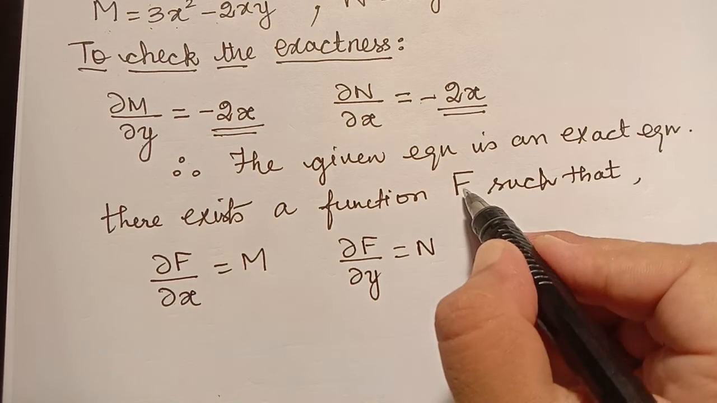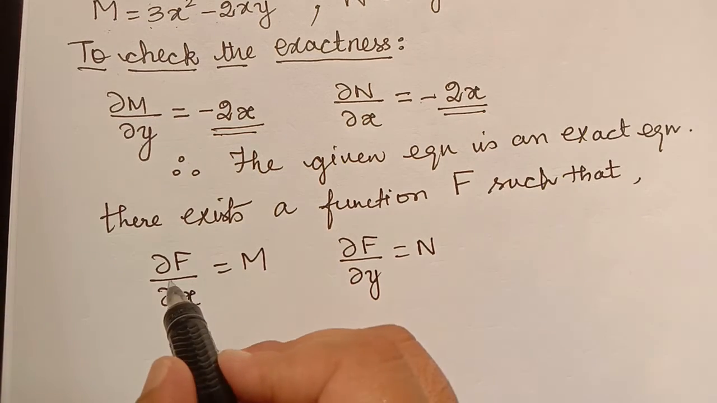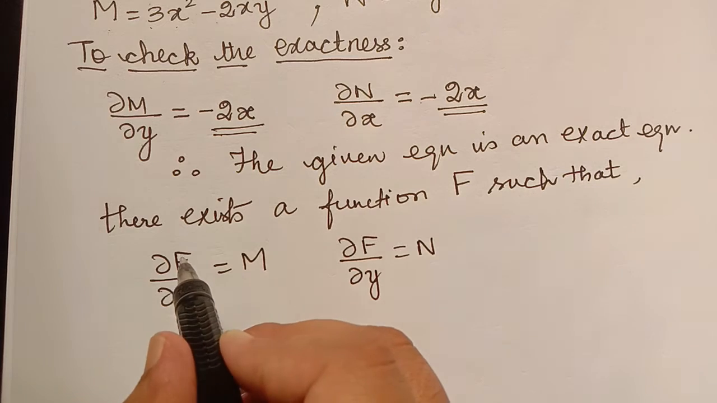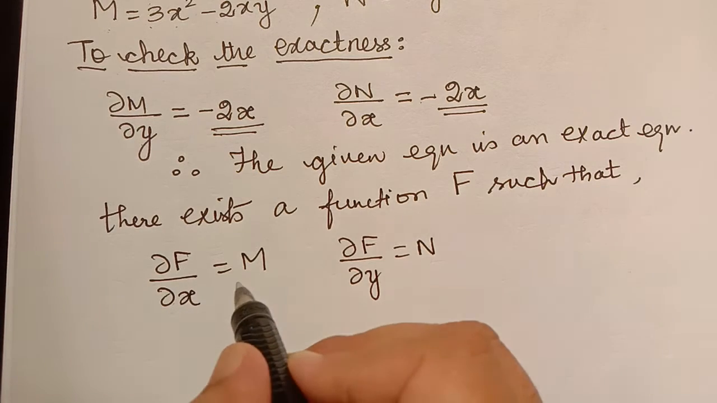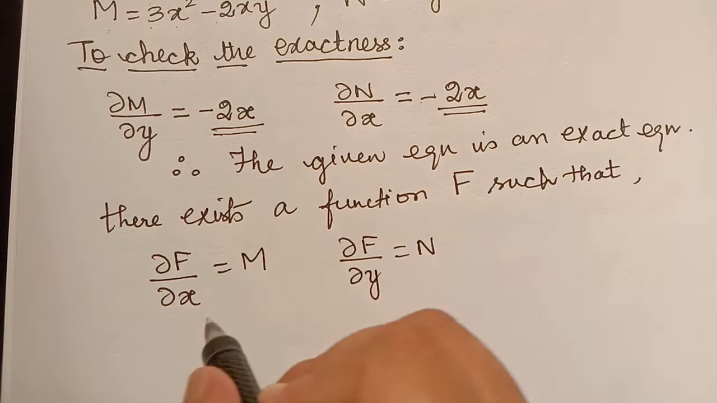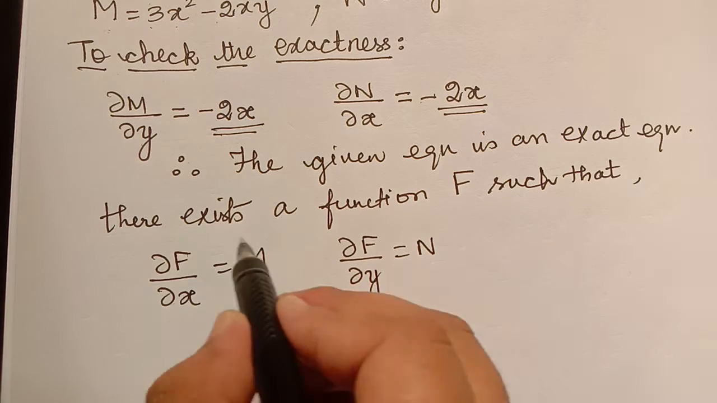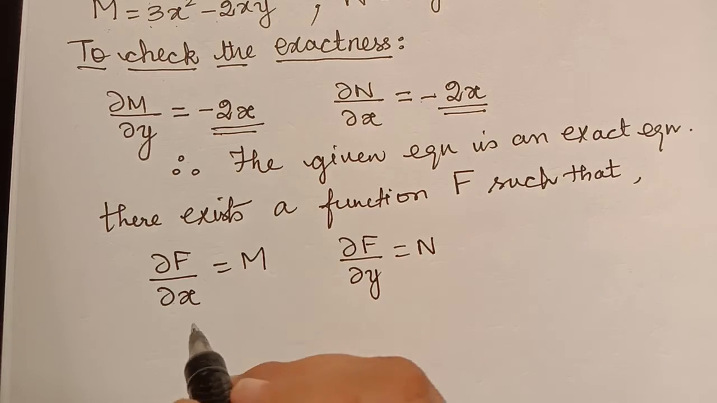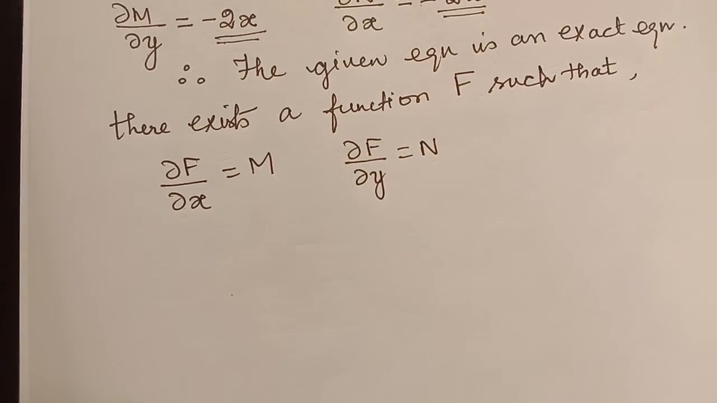So there will exist a function capital F such that partially differentiating this F with respect to x will be equal to M, and ∂F/∂y will be equal to N. So using this, now if we see here, ∂F/∂x is equal to M. So let us substitute M there.